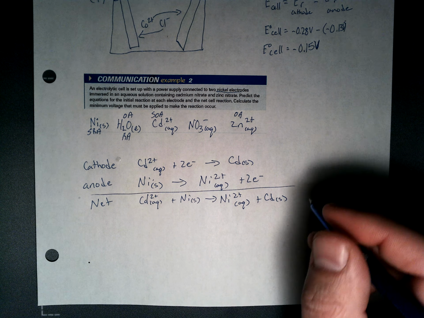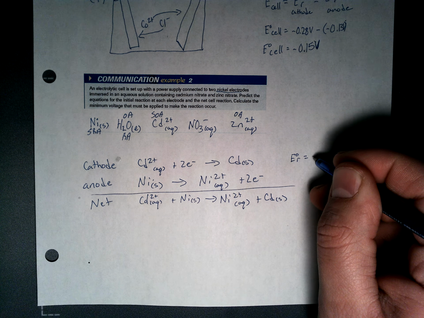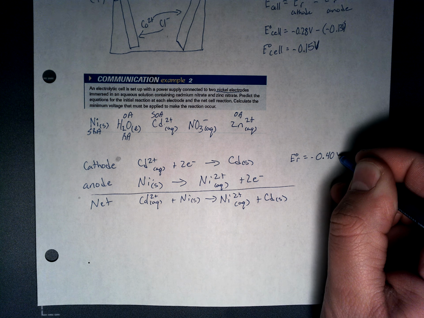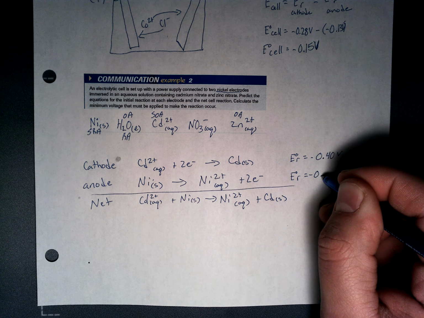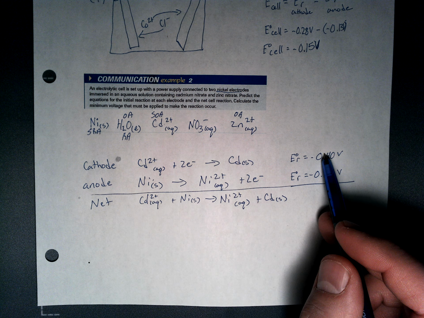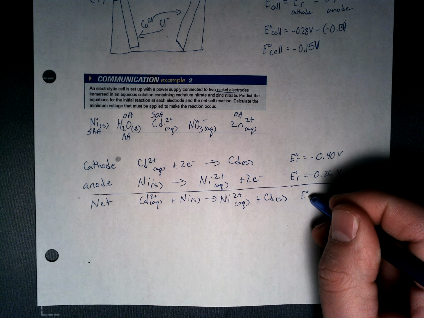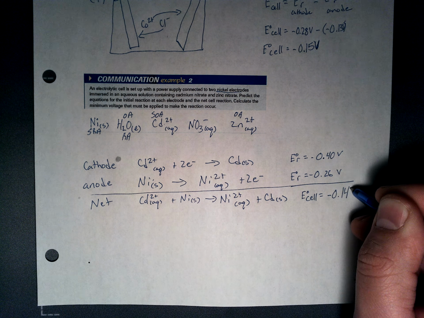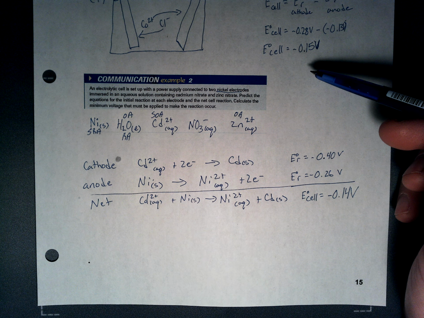And again, we can write it here, our numbers: negative 0.40 volts, and this is negative 0.26. If you write it down cathode first, it's always cathode minus anode. So we get our minimum voltage is negative 0.14 volts. Or you can write it out like this, showing the reaction, whichever way works easiest for you.